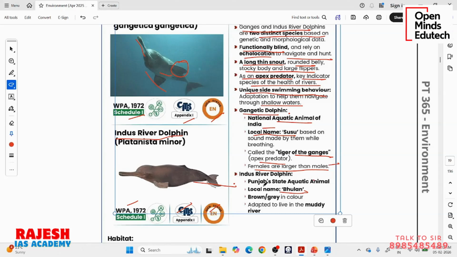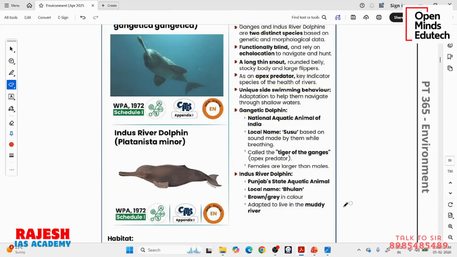Now coming to the Indus River dolphin. In India, you can find it in Punjab. It is the Punjab state aquatic animal. Of course, Punjab has the Indus River tributaries. It is called Bhulan and it is brown-grey in color, as you can see. This one is kind of white and blue, and it is brown in color, adapted to live in muddy waters. So this Indus River dolphin is adapted to live in muddy waters.